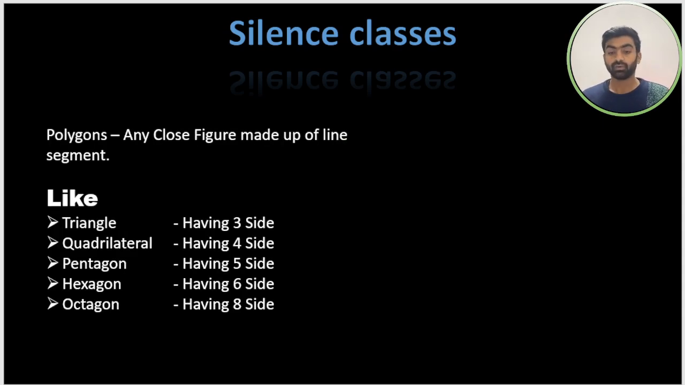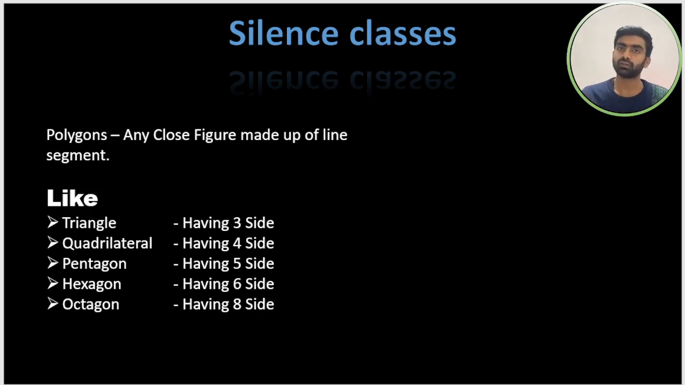Now what is a polygon? Polygon means any closed figure made up of line segments. It doesn't matter whether it has three sides, four sides, five sides, 8 sides, or 10 sides. It should be made up of line segments and it should be a closed figure.